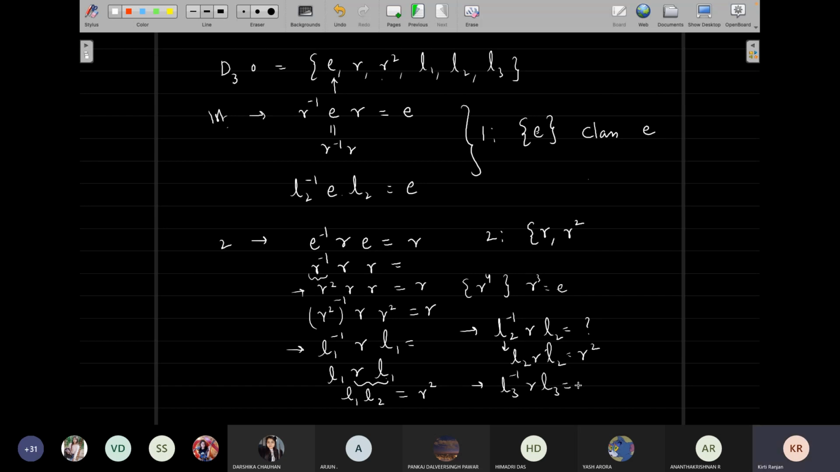L3 inverse R L3. L3 inverse is L3. So L3 times R times L3. Those of you who are not doing it because they do not have the Cayley multiplication table ready, of course require more time to do it. And that is why the Cayley multiplication table before coming up with classes is very useful. Yeah, go ahead. R square, sir. R square. Okay, good.